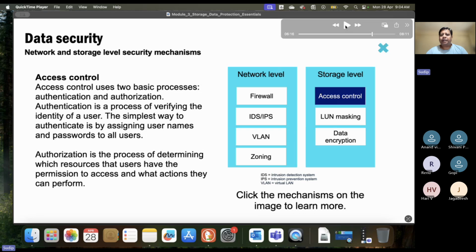Not today. Any questions on what is access control, what is authentication, and what is authorization? I'm only telling you about very high level stuff, not going deep. Any questions? No? Okay.